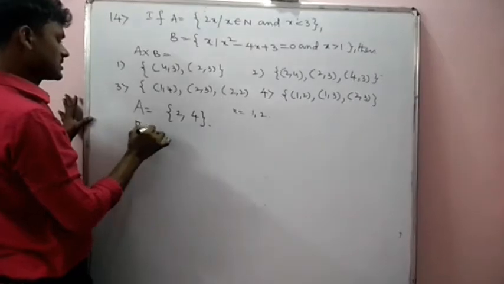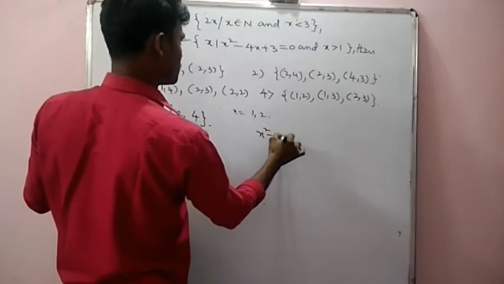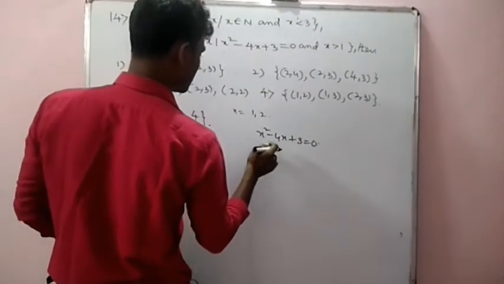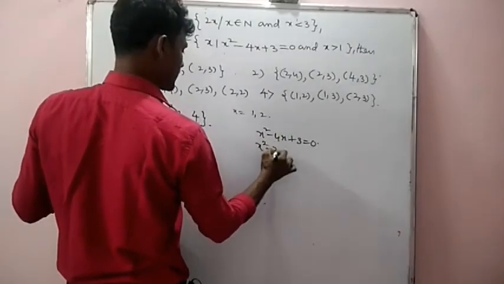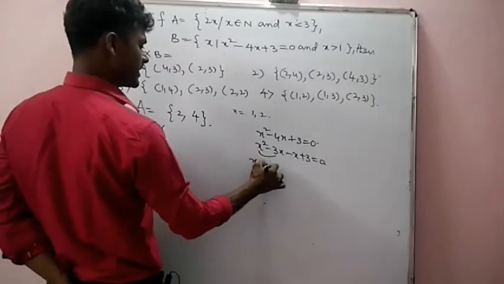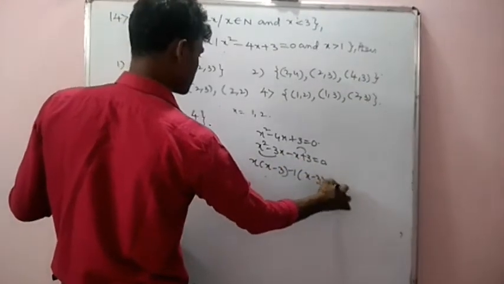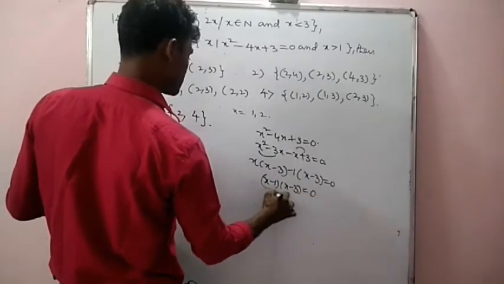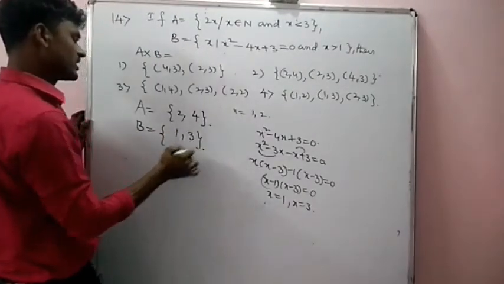Next one is set B. Here x squared minus 4x plus 3 is equal to 0. Then we factorize, splitting the middle term: x squared minus 3x minus x plus 3 is equal to 0. In the first two terms take x common, x minus 3. In the last two terms minus 1 is common, x minus 3 is equal to 0. Now x minus 1 into x minus 3 is equal to 0. Then x is equal to 1 and x is equal to 3. Since x is greater than 1, B is just 3.